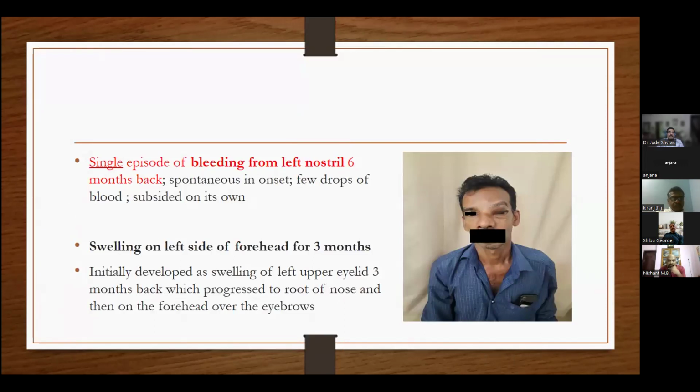What are the common conditions that can cause bloodstained discharge from one nose? Foreign body, definitely. Then vascular lesions like hemangioma or rhinosporidiosis. Okay, rhinosporidiosis can cause. Then infections like sinusitis. Yes, that's the most common cause. Sinusitis, infection by sinusitis, that's the most common cause.